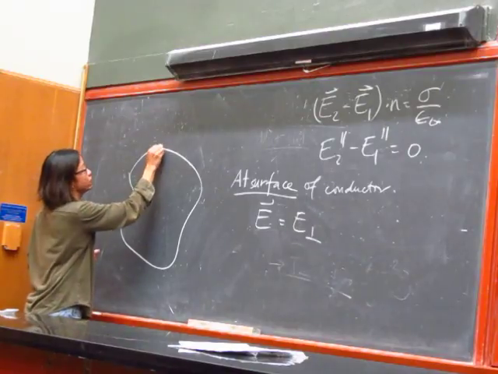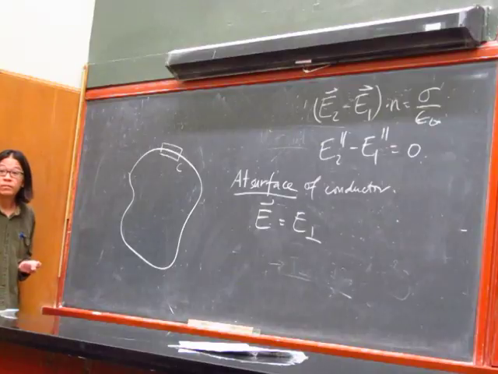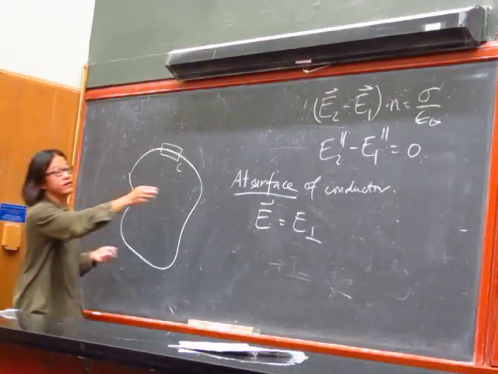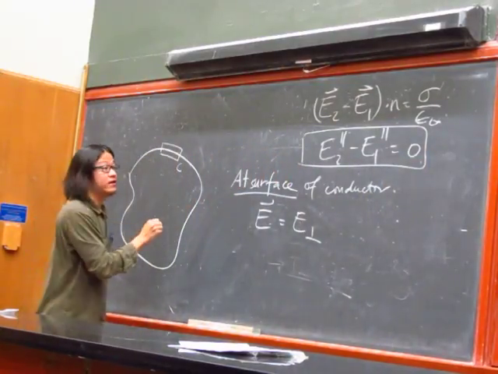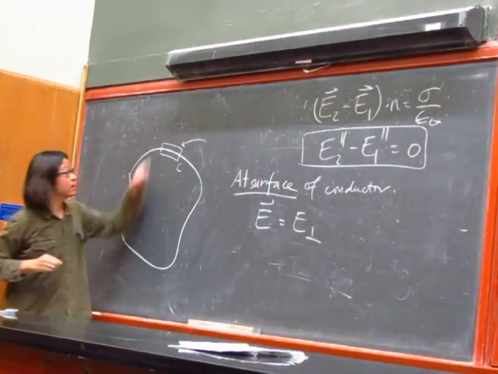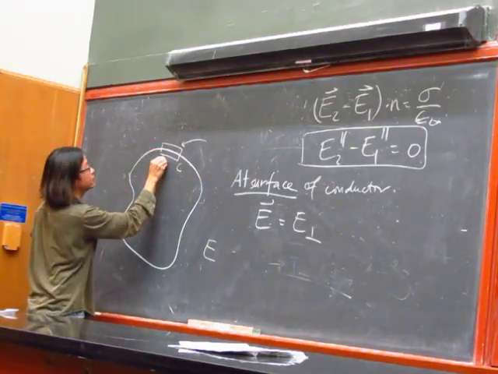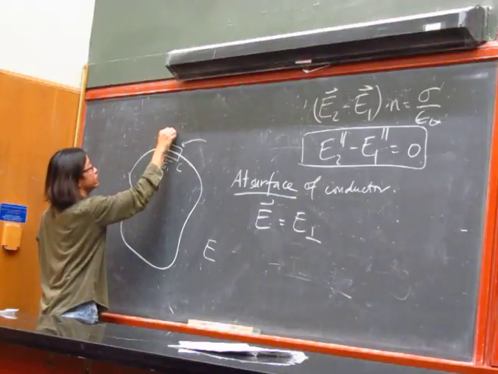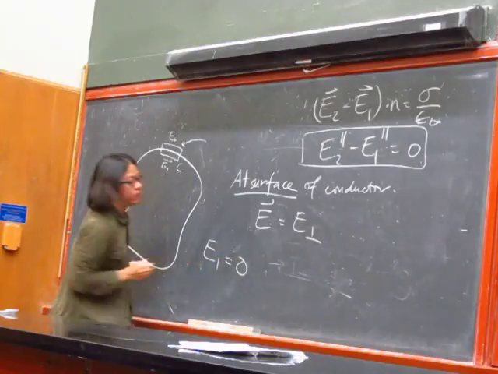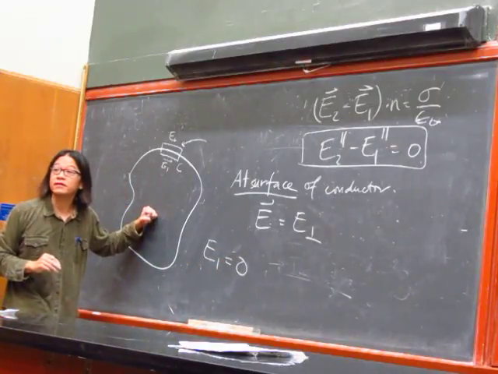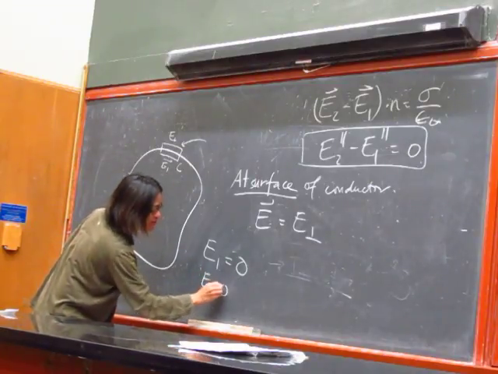What happens is I can just draw another loop, and then I can show that the line integral along this loop has to be equal to 0. We know that E1 is inside and E2 is here. E1 has to be 0 anywhere inside the conductor, therefore E2 has to be equal to 0 also.